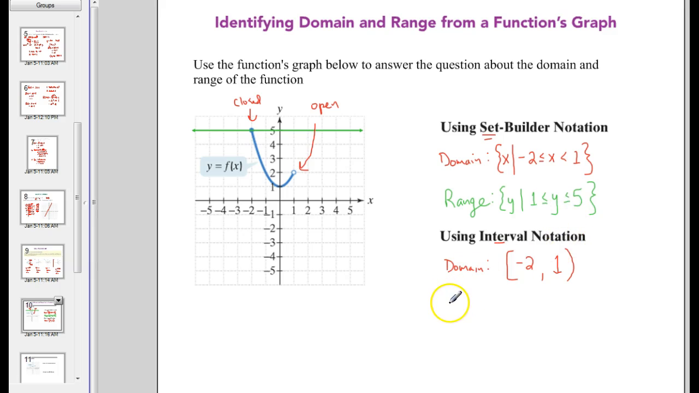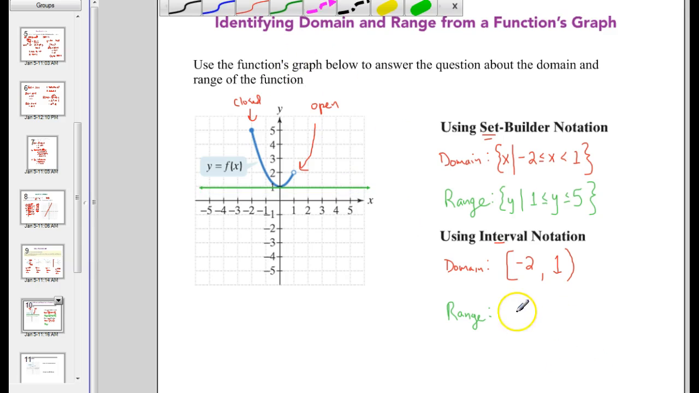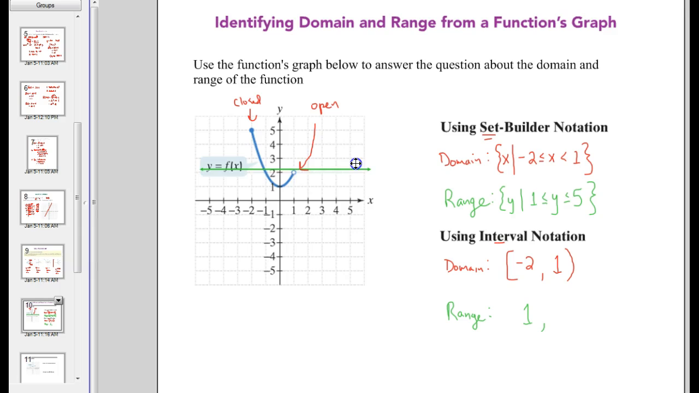Alright, for the range in interval notation, again, as we started from the bottom of the graph and made our way up, we didn't hit anything on the graph until we got to 1. So again, we would start with a 1. And when we make our way up, we keep hitting graph, all the way through until we get to 5. And then we don't hit anything above 5. So 5 is where we stop.